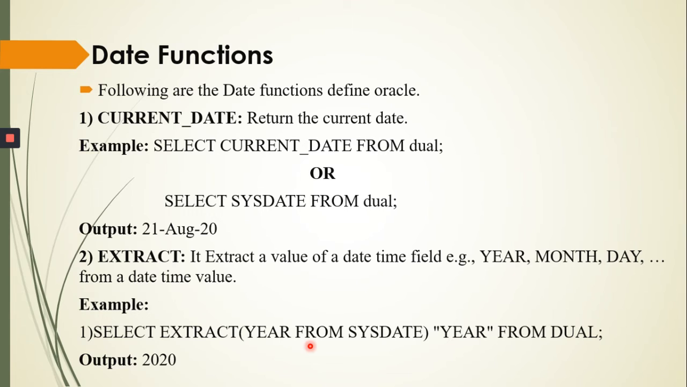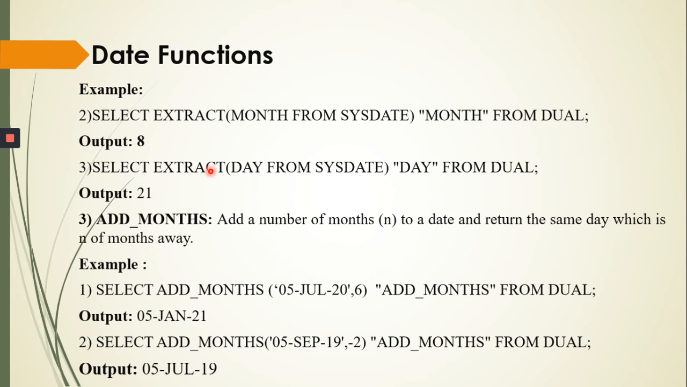Okay, so it will extract the year from the current date. Select year from dual. So here the date is 21st August, then it will provide 2020 as the year. If we want to find the month, then instead of year we have to write month, and if we want to find the date, then instead of year we have to write date. See the example.